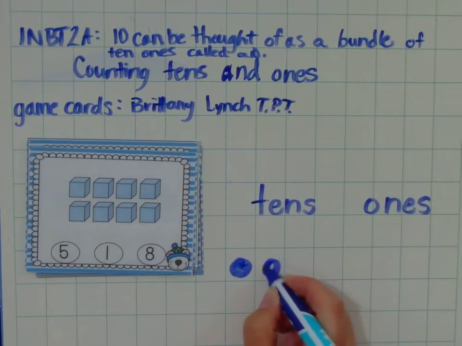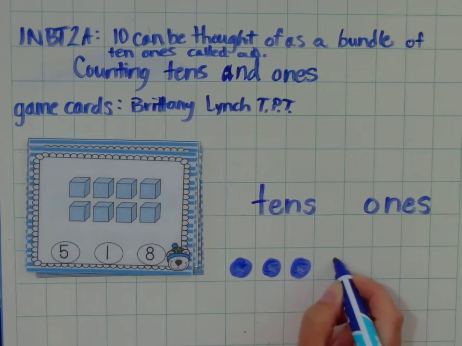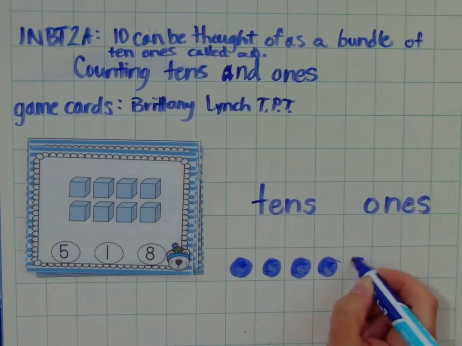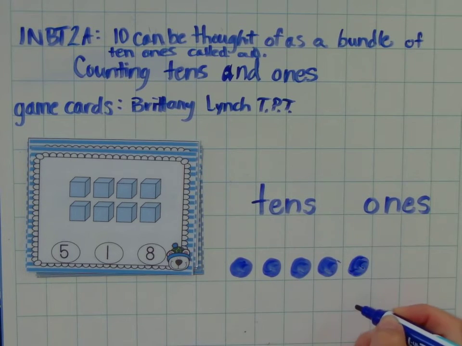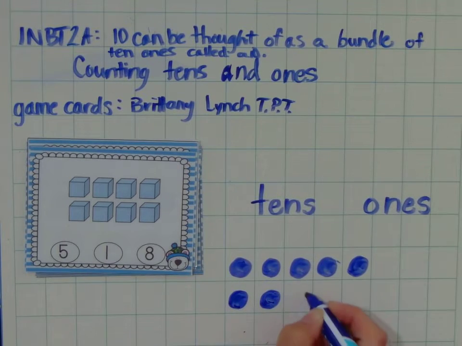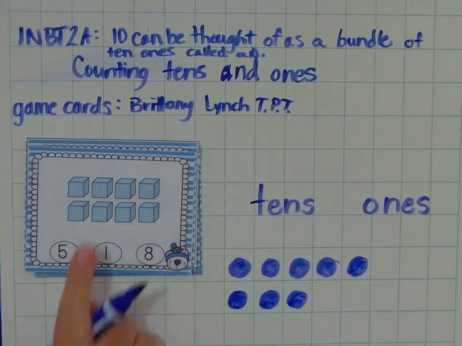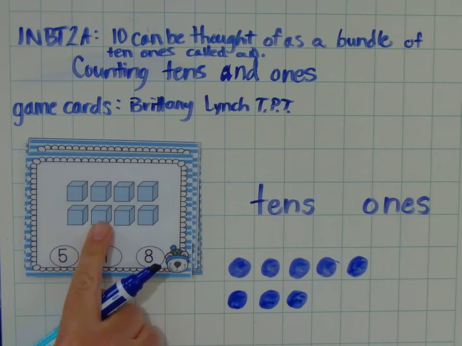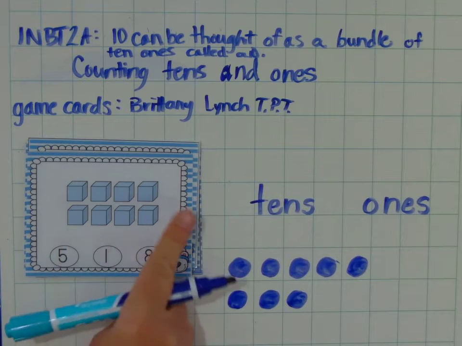Let's draw them in a different visual pattern. 1 one, 2 ones, 3 ones, 4 ones, 5 ones, new line, 6 ones, 7 ones, 8 ones. My picture looks a little different than this picture, and that's okay.